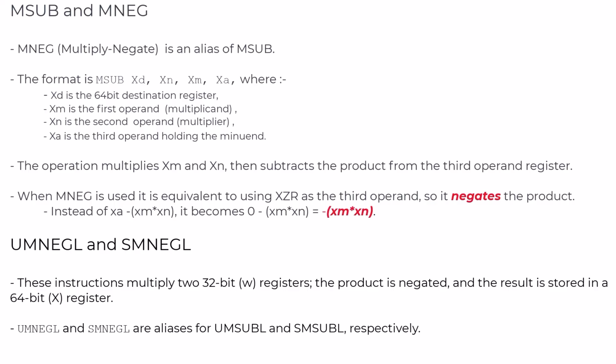If we look at the SMNEGL and UMNEGL, these are the signed and unsigned 32-bit negate instructions. So these instructions multiply two 32-bit W registers. The product is negated and the result is stored in a 64-bit X register. And these are aliases for SMSUBL and UMSUBL respectively.